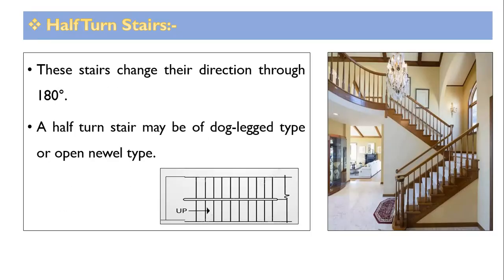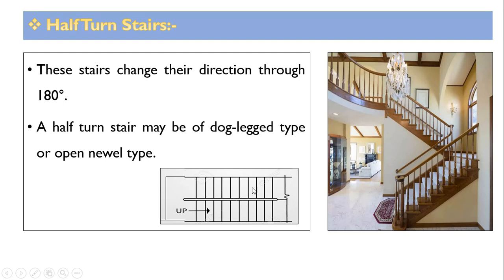Now half turn stairs. So these stairs change their direction through 180 degree. So this is called as half turn stairs. So this is the flight. One can climb from this like this and then turn 90 degree. Again for next flight, turn 90 degree. So 90 plus 90, 180 degree. So this stair changes the direction through 180 degree. A half turn stair may be of dog-legged or open newel type, open well or open newel.